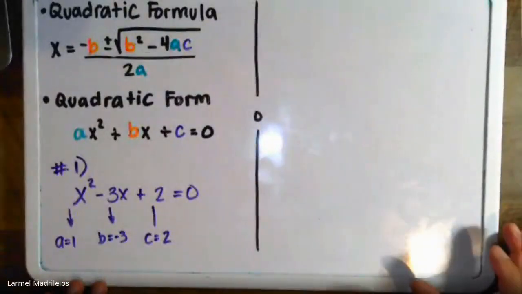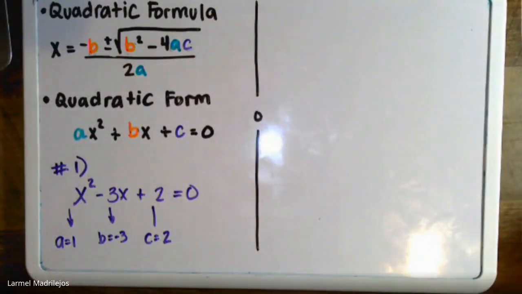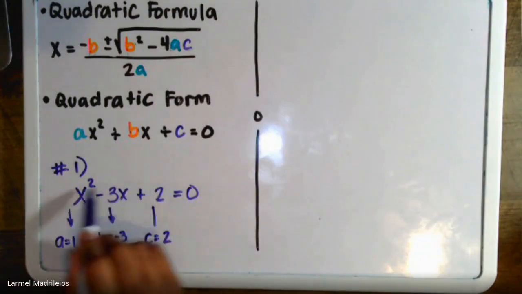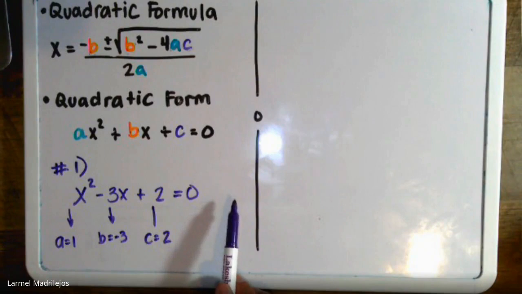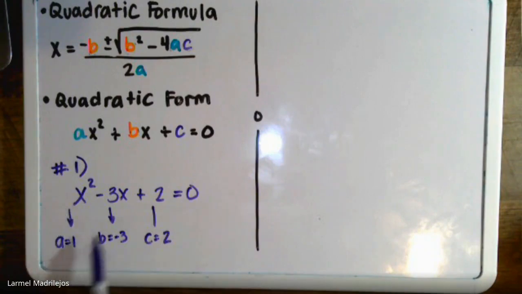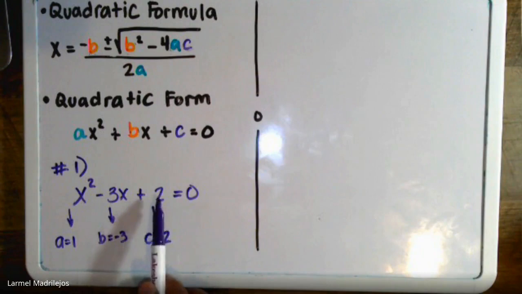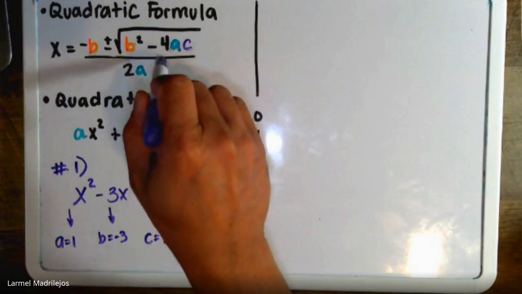So we're going to solve that equation. Solving this equation is important. It needs to be written in quadratic form. If it's not, we need to do one or two more steps to make it quadratic form. This example is already written in quadratic form: x squared minus 3x plus 2 equals 0, where A is 1, B is negative 3, and C is 2. The next thing we're going to do is apply the quadratic formula.